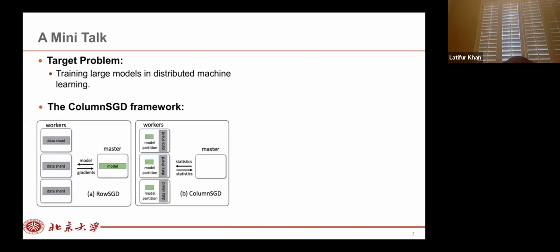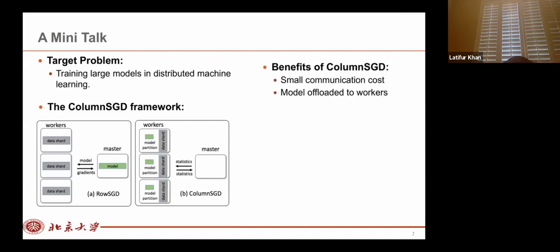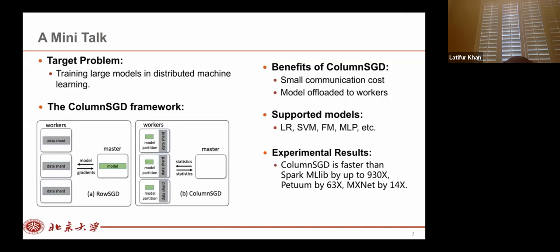To handle this, we propose ColumnSGD, a column-oriented framework for distributed SGD. In ColumnSGD, we partition the training data as well as the model by columns to all workers. Moreover, the master does not hold the model. Rather, it is only responsible for scheduling and aggregating statistics from workers. ColumnSGD has two benefits when it comes to large models. First, the communication cost of ColumnSGD is small. It is only related to the batch size. Meanwhile, the model is offloaded to all workers, thus the master is lightweight. ColumnSGD supports models including logistic regression, support vector machine, factorization machine, multi-layer perceptron, and so on. Our experiments show that ColumnSGD is faster than SparkMLlib by 930 times, PaToM by 63 times, and MixNet by 14 times.